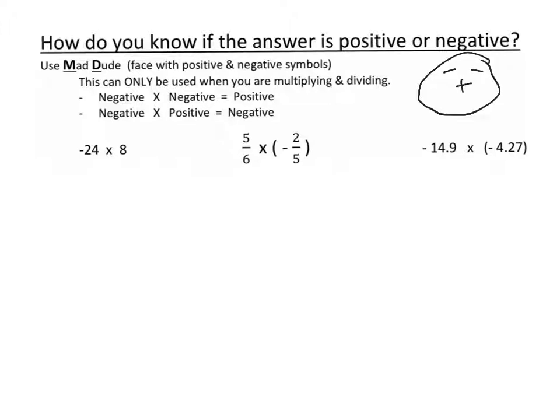So we look at our first example. I'm going to draw my MADDUDE again. We have a negative and a positive. So those are the 2 things I'm going to circle, a negative and a positive. Now what are we left with? That's right, it's a negative. So our answer here is going to be negative.